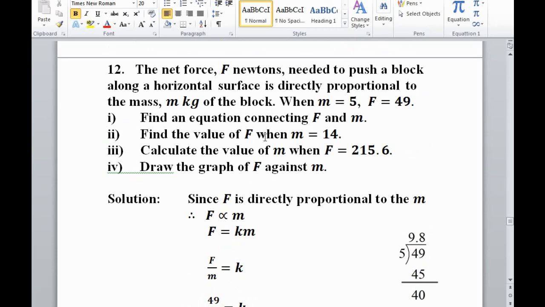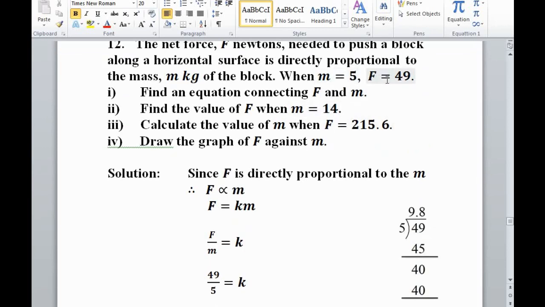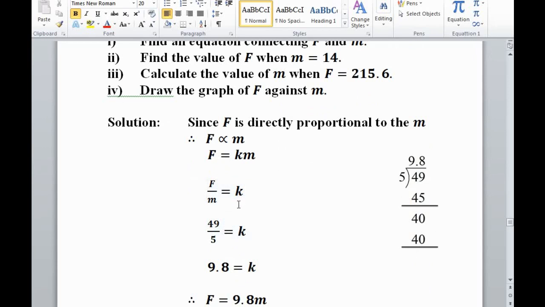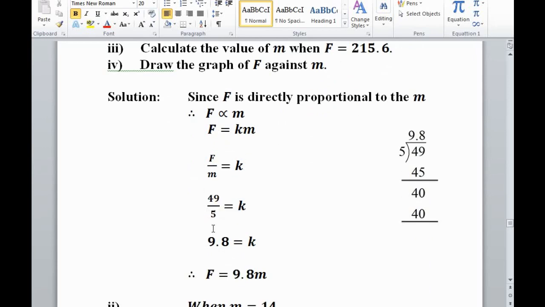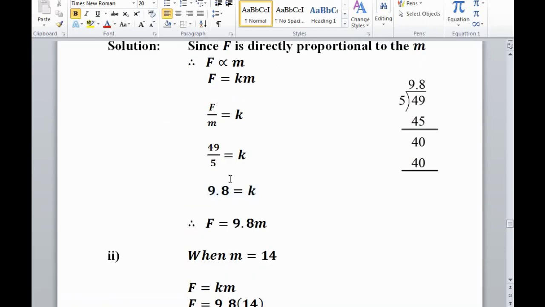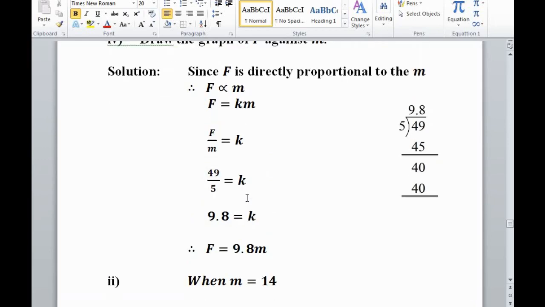Since we are given the value of force F, 49, and mass m equals 5 kilogram, by putting these two values in the equation F upon m equals k, the equation becomes 49 upon 5 equals k. If we divide 49 by 5, we get 9.8 equals k, which is the value of constant k.